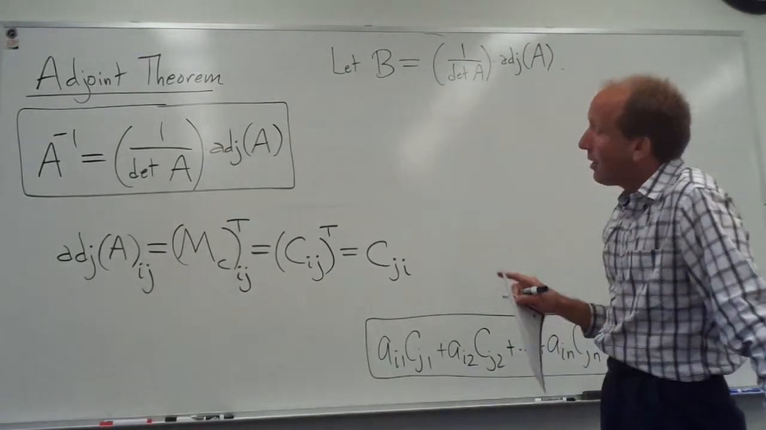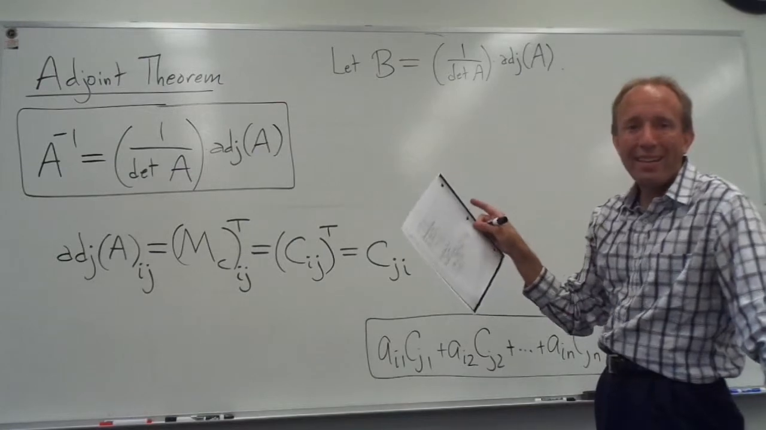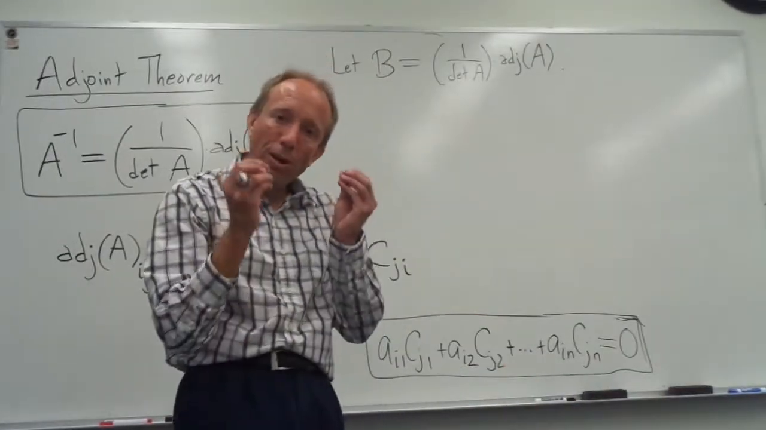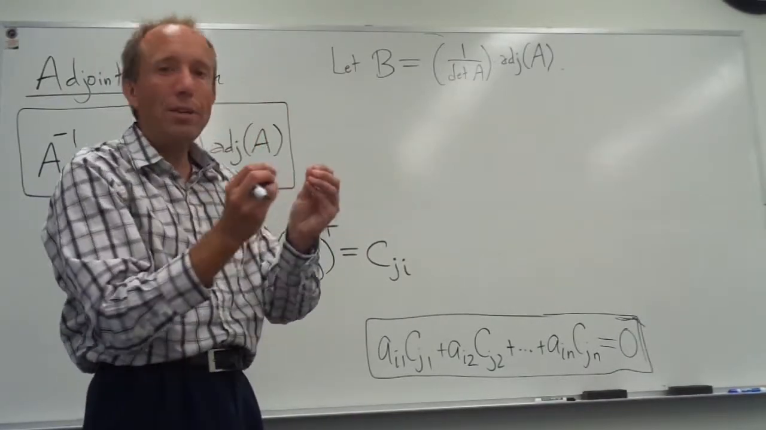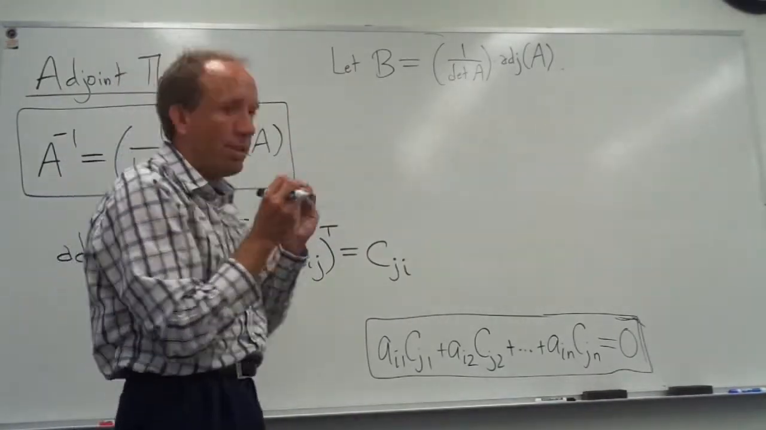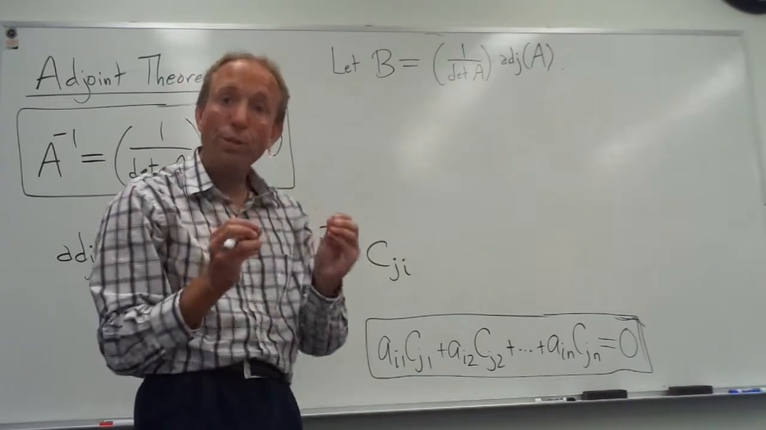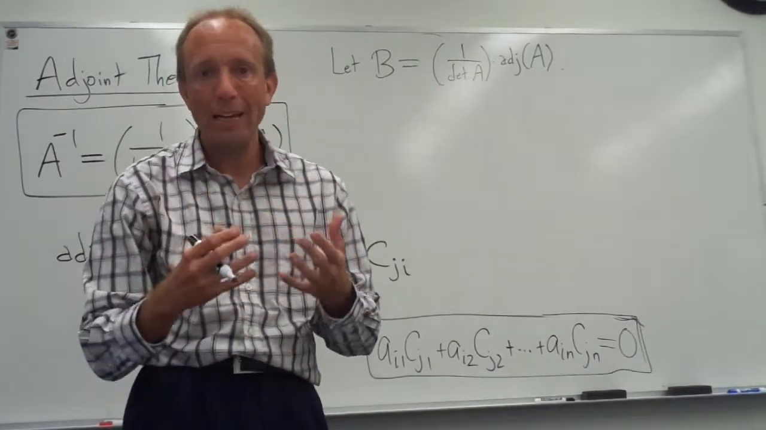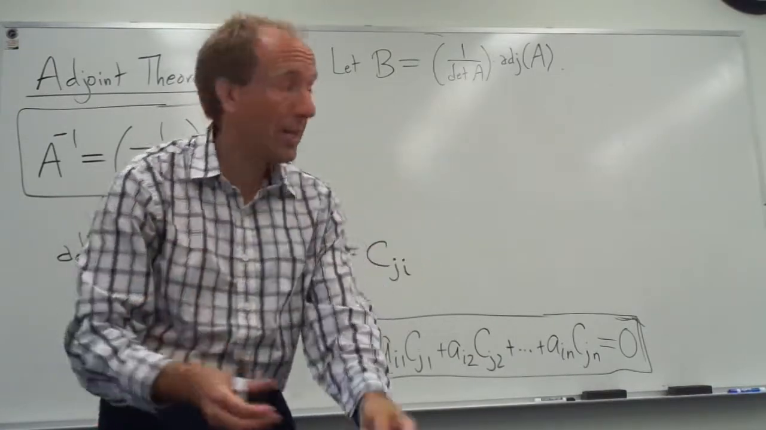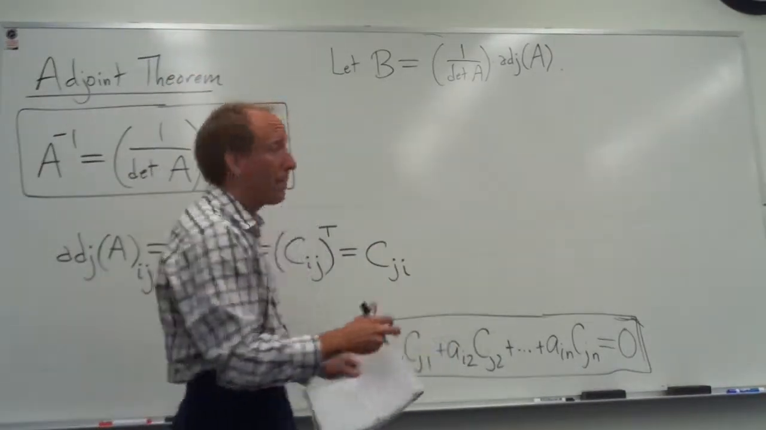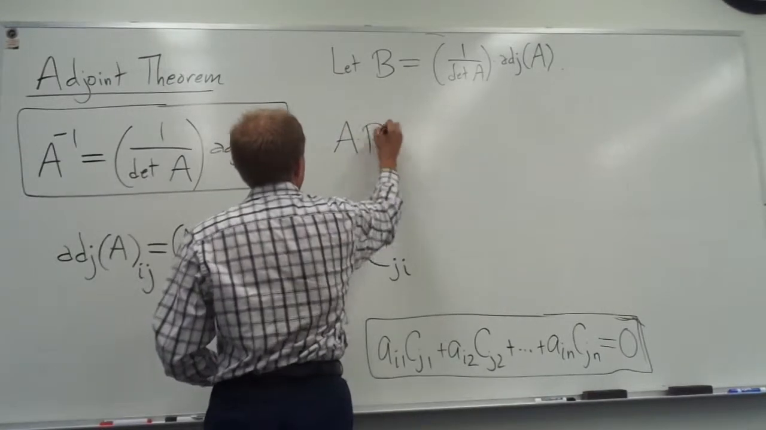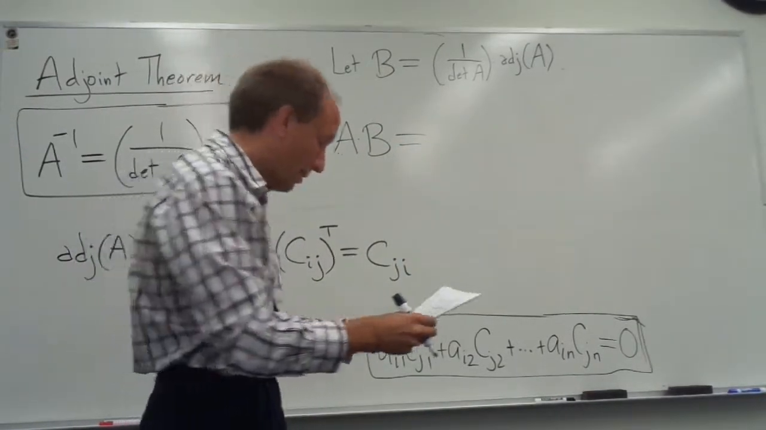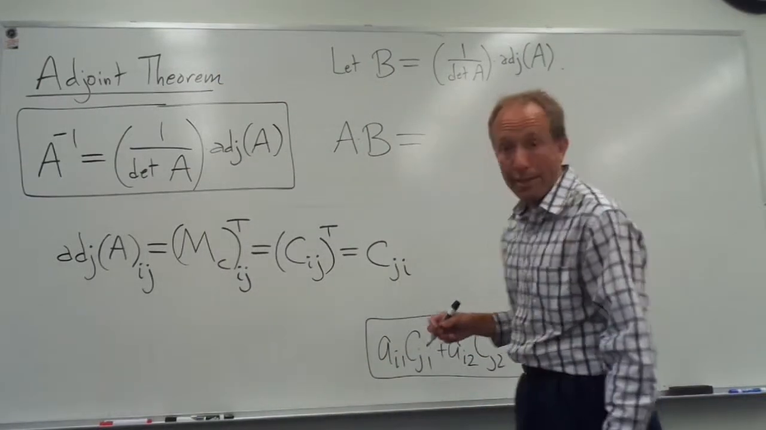Okay? And I claim that the inverse of A is B. So now here's a very important thing to remember. If I want to verify that two matrices are inverses of each other, what I should do to check that is multiply them together and see if I get the identity matrix. Okay? So that's what I'm going to do right now. I'm going to take A times B, and I'm hopefully going to get the identity matrix. So let me just show you that is the case.